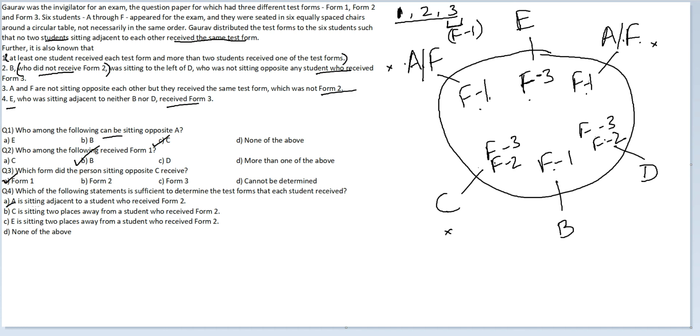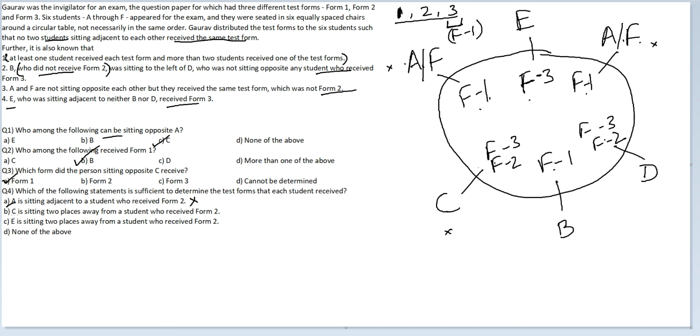Let's look at statement A. A is sitting adjacent to the student who received form 2. If A is sitting adjacent, so if C received F2 and D received F3, then this would be true. But if C received F2 and D received F2 again, that is also possible. So this is not telling me uniquely what form each student received. This cannot be the answer.